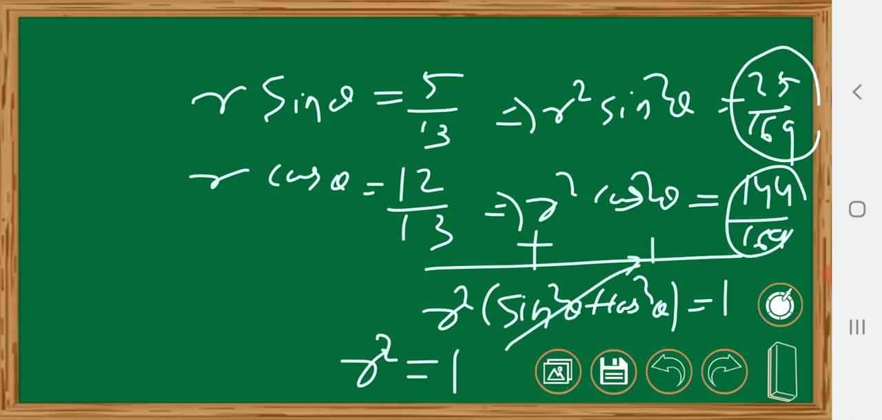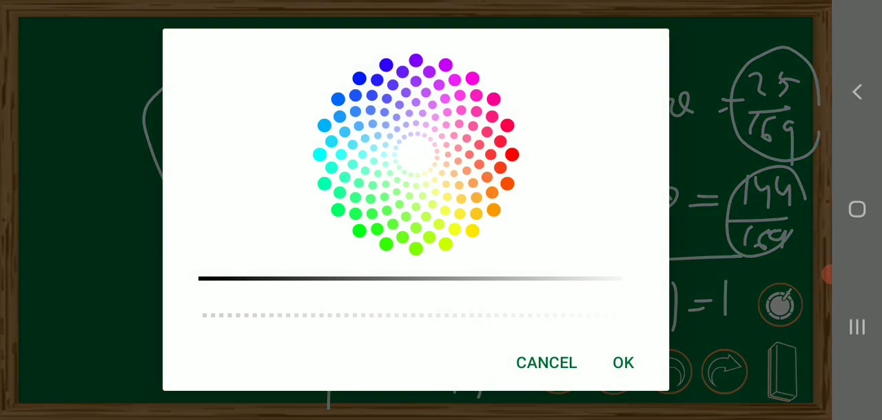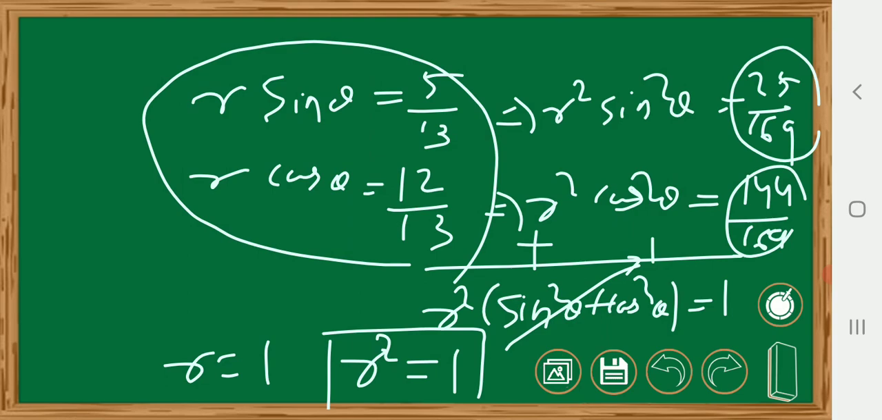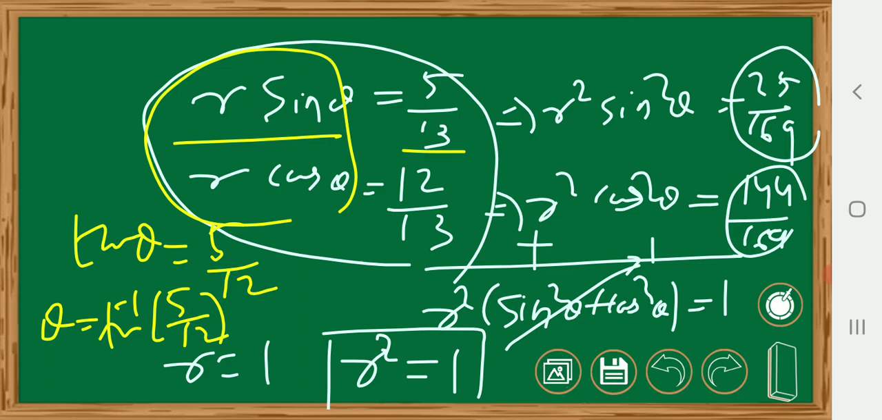Okay, so now r is equal to 1. Similarly, from these two, you divide these two. If you divide these two, you will get tan theta. Tan theta is equal to 5/12. Okay, clear? So theta is equal to how much? Tan inverse 5/12. Okay. So now theta is equal to tan inverse 5/12, r is equal to 1.